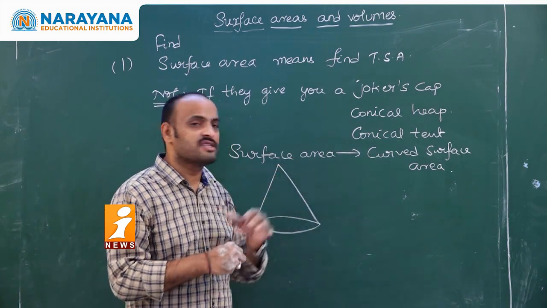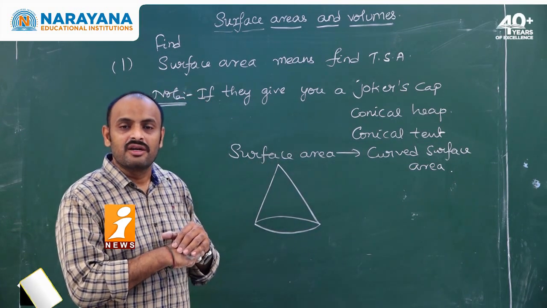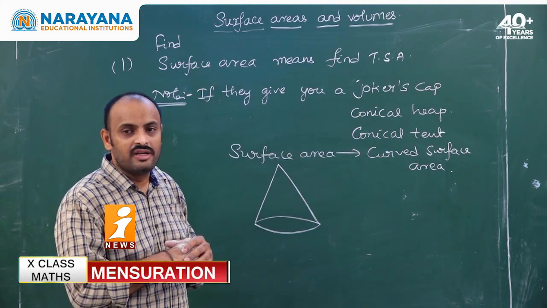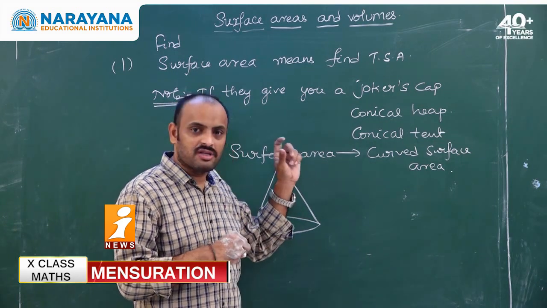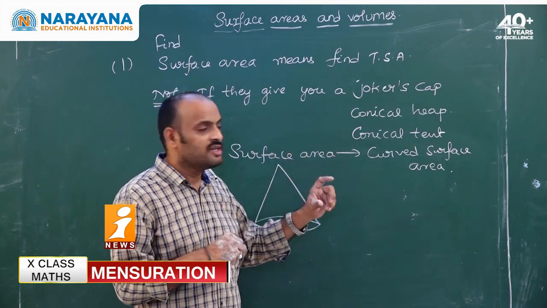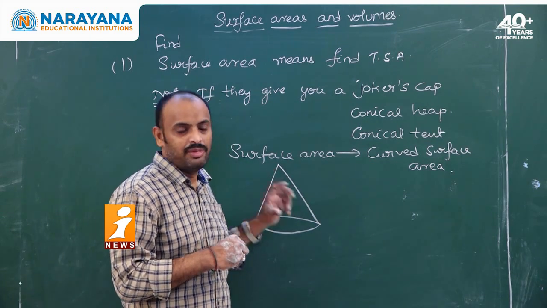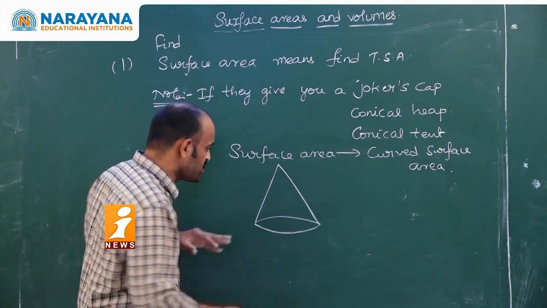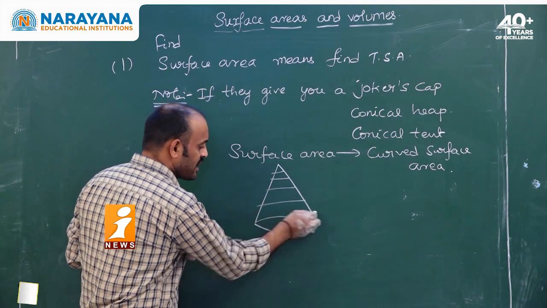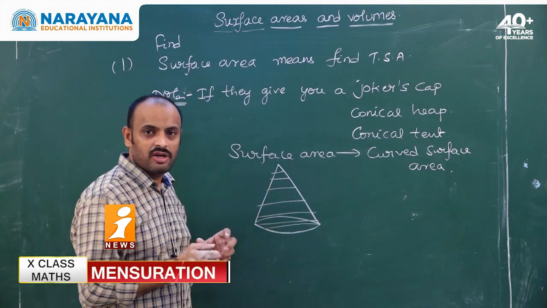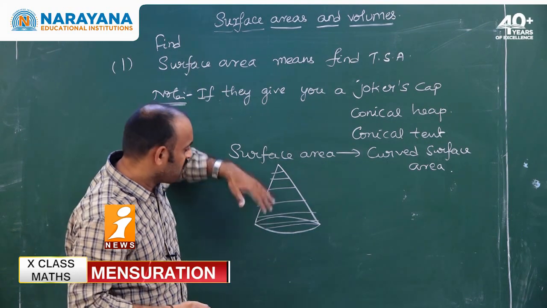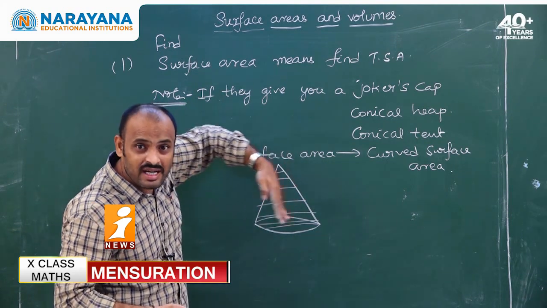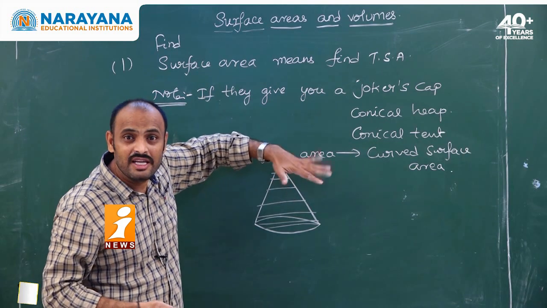For example, a question is given, find the canvas cloth required to cover the conical heap. This is the conical heap. For example, I have filled with some wheat or some rice. I need to cover it. I need to cover means I need to cover only curved portion.